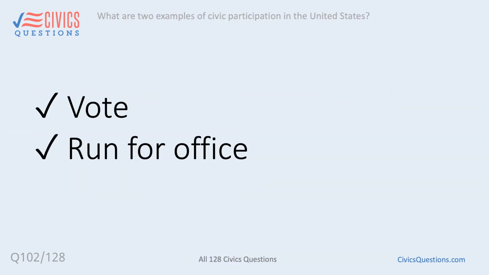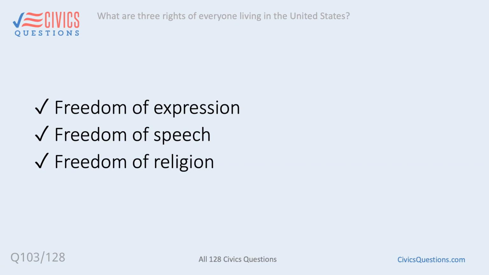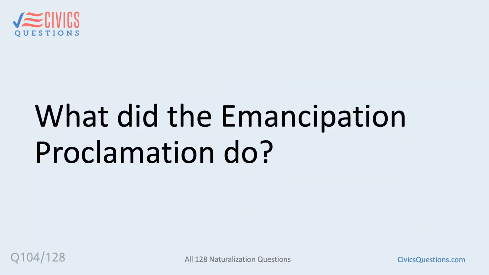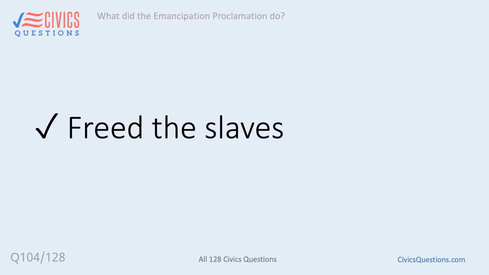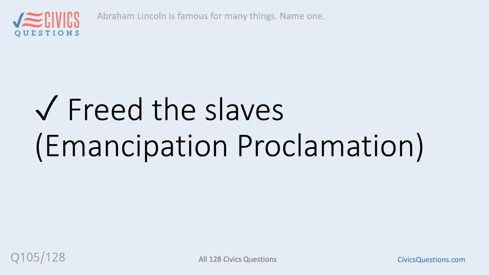What are 2 examples of civic participation in the United States? Vote. Run for office. What are 3 rights of everyone living in the United States? Freedom of expression, freedom of speech, freedom of religion. 1800s. What did the Emancipation Proclamation do? Freed the slaves. Abraham Lincoln is famous for many things. Name one. Freed the slaves. Emancipation Proclamation.